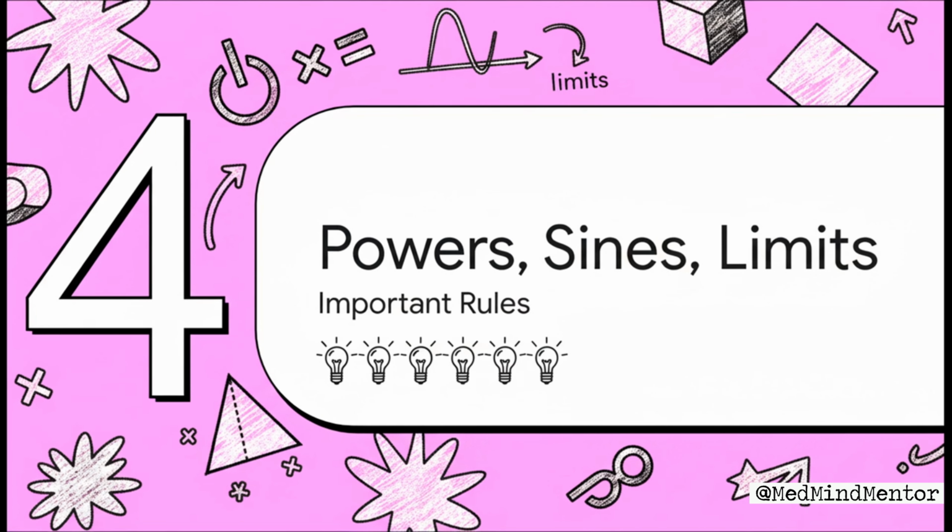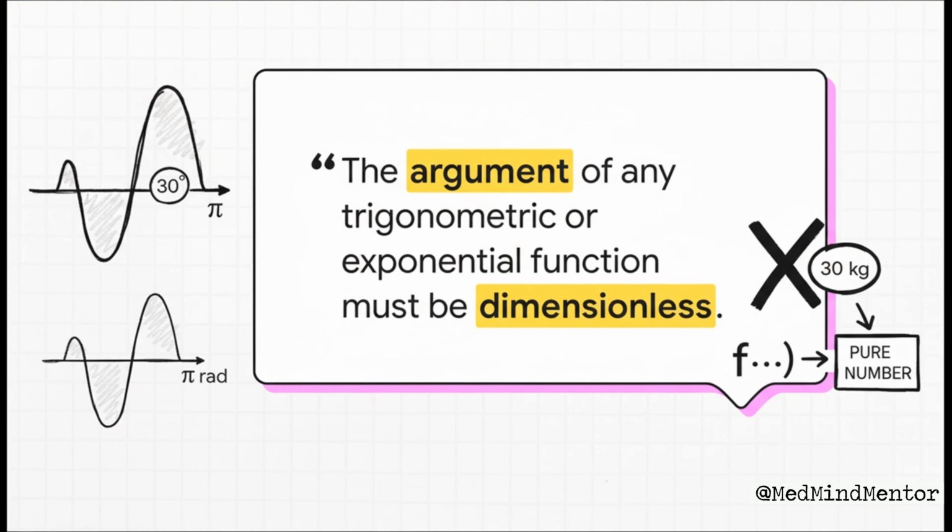Okay. Now let's get into some of the special cases. There are a few more important rules you gotta remember, especially when you run into things like powers or functions like sine, cosine, or even logs. This one is huge. You absolutely have to remember this. The argument of any trig, log, or exponential function has to be dimensionless. I mean, think about it. You can find the sine of an angle, like 30 degrees, right? But can you find the sine of 30 kilograms? No way, that's just nonsense.